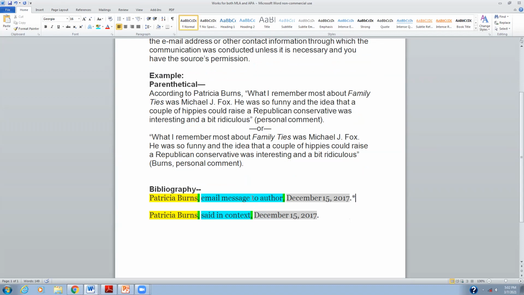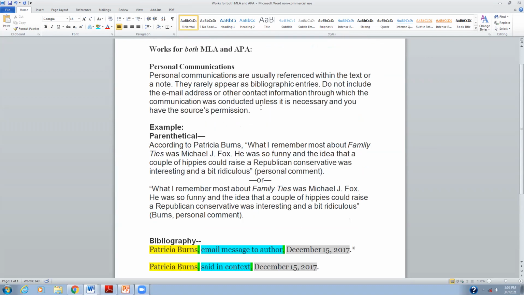Now, whether it's APA, again, or MLA that you're working in, the personal citation is formatted thusly. Not a big deal, but again, if you can find better information, you should try to find better information.